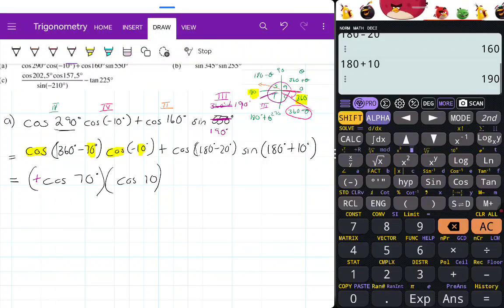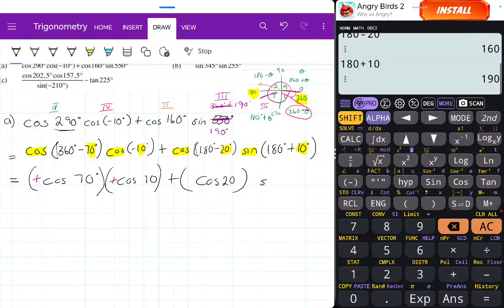Now, the question is positive or negative. Cos is positive in quadrant number 4. So we have cos 70 times cos 10. Okay, beautiful. Add to that. Again, you're keeping those two pieces, and on this one, we're keeping those two pieces. So here we've got cos of 20 multiplied by sine of 10. And the only thing we need to add here is the sign.